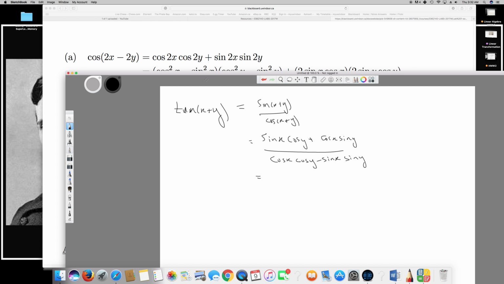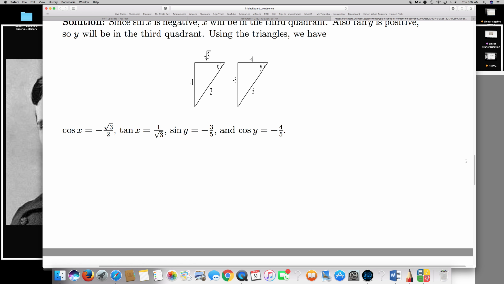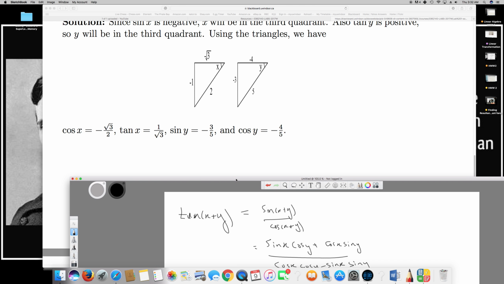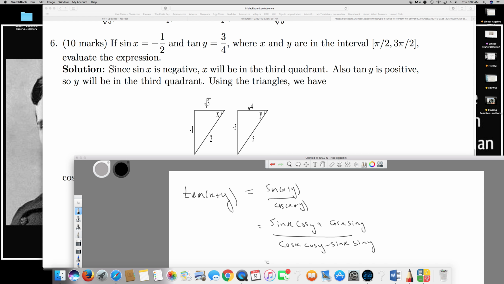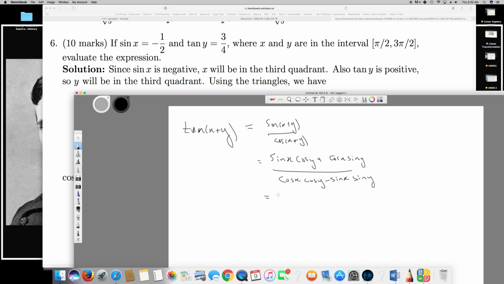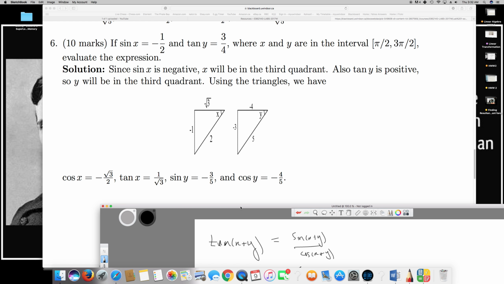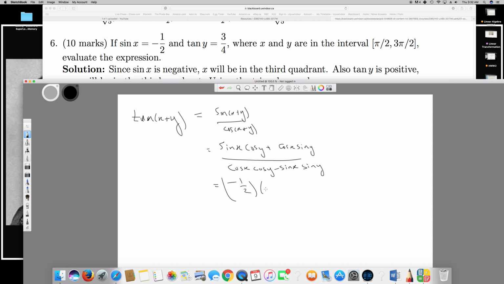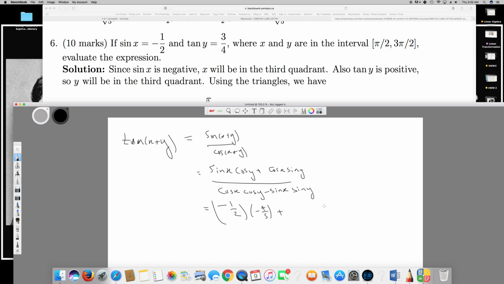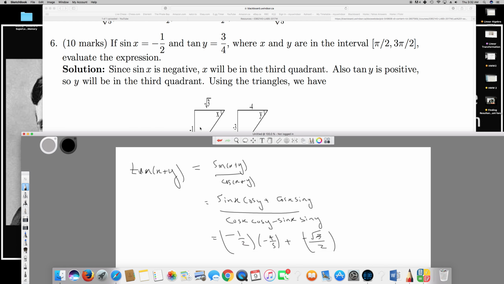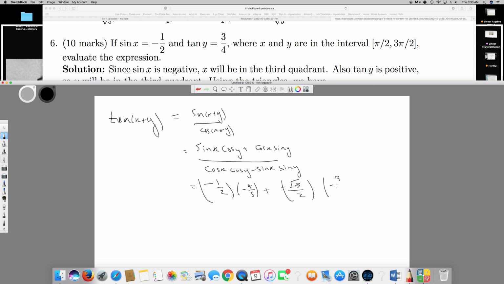Since this is true, we know the value of sin x already. Sin x is equal to minus half, times cos y. So cos y is equal to minus 4 over 5, so minus half times minus 4 over 5, plus cos x, which is minus root 3 by 2, and sin y is equal to minus 3 by 5.